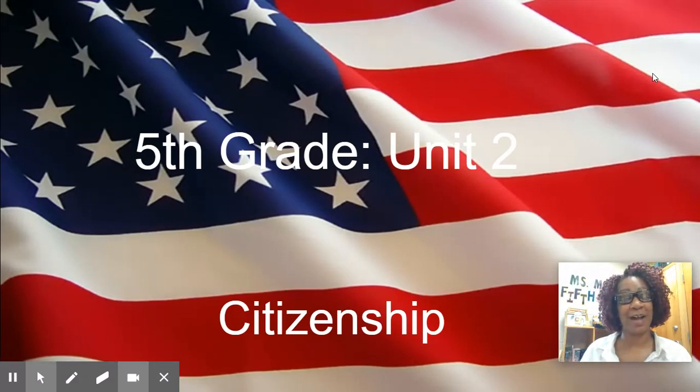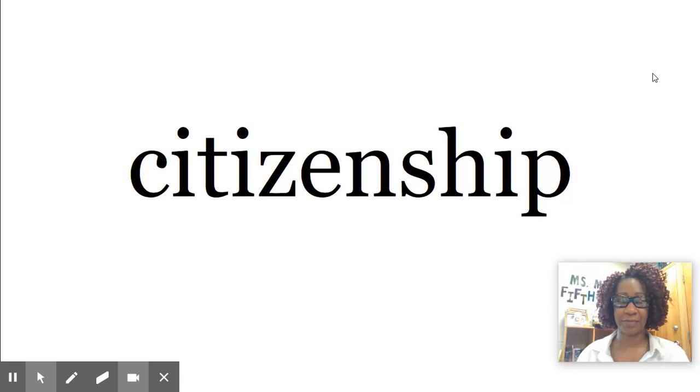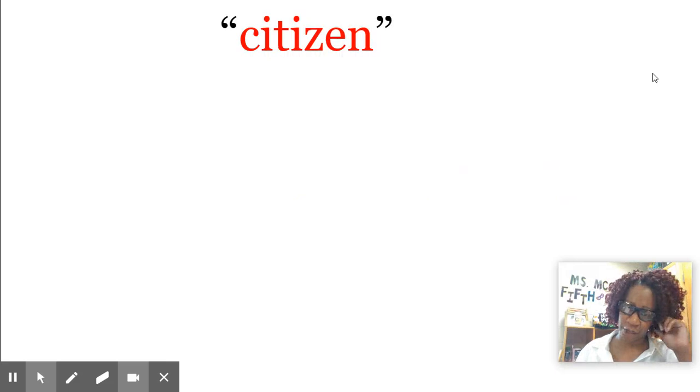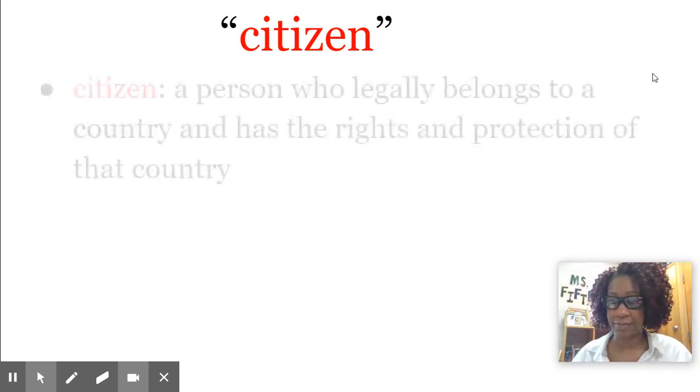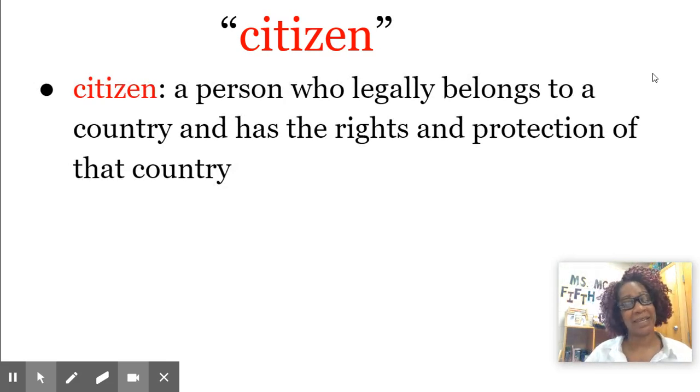Today, we are going to talk about fifth grade, Unit 2, citizenship. So now let's look at this word citizenship. What do we think citizenship means? And if we break the word apart and we just look at the first part of the word, citizen, what does citizen mean? Citizen: a person who legally belongs to a country and has the rights and protection of that country.